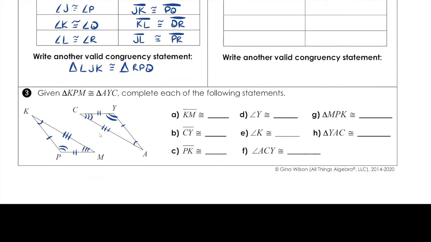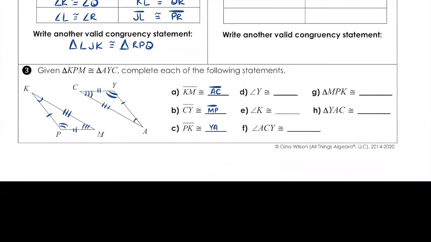All right, what is KM? Who's KM congruent to? Hey, AC. What about CY? Who is CY congruent to? MP, good. PK. Dang it, Sean. Angle Y. Who's got a double hoop? Double hoop. Angle K. Angle A. Angle ACY.